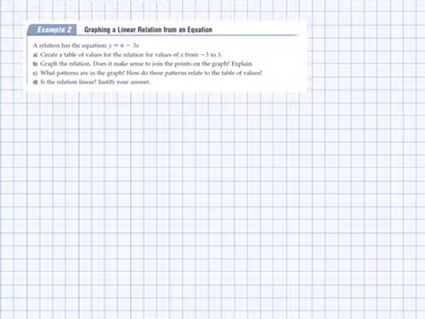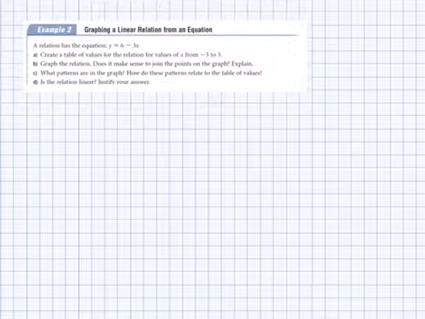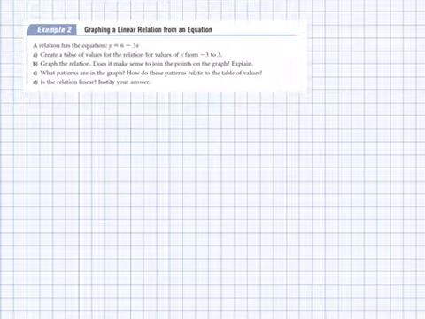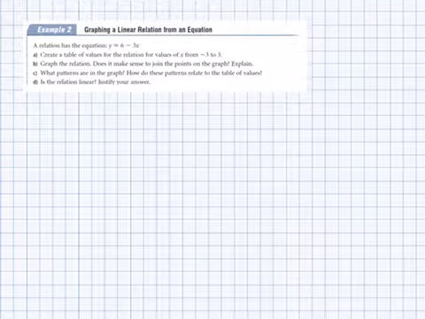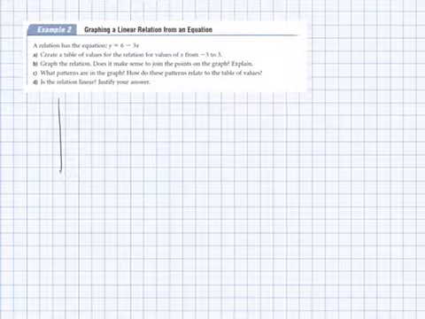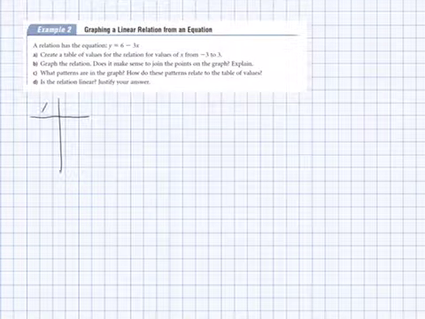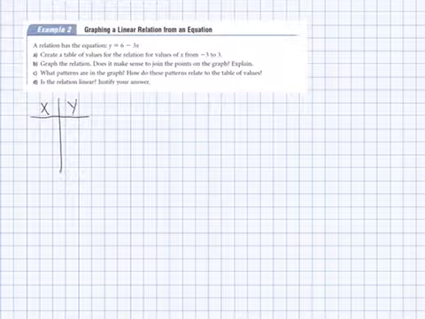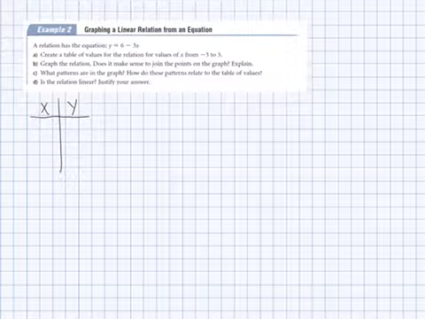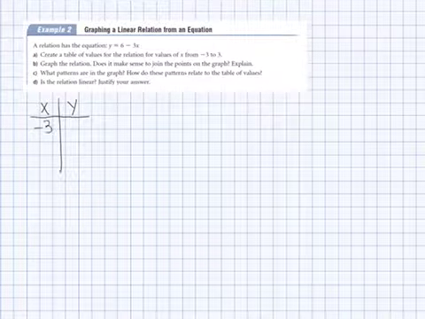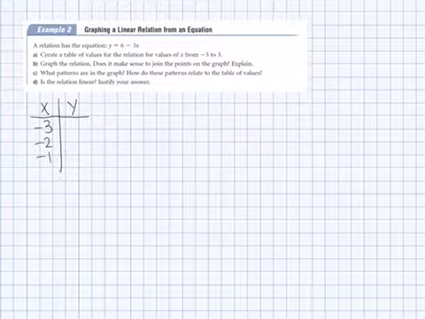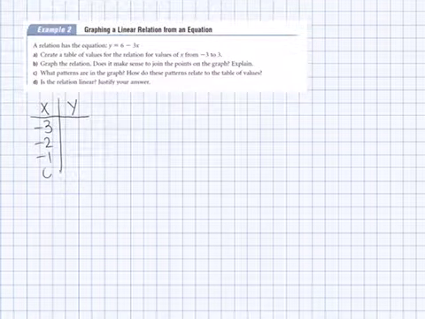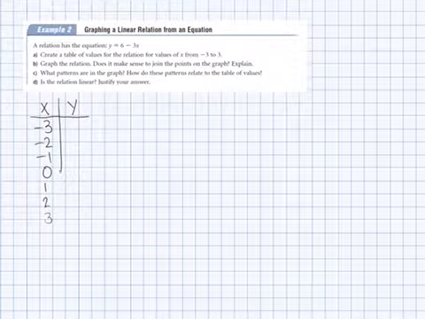The first thing we need to do is create a table of values for this relation, for the values of x from -3 to 3. That's really cool. Not all the time does it give us the values. Sometimes we just have to make up our own. So we want to make this table of values where on the left is always the x and on the right is always the y. It wants us to do x values from -3, so we do it in this order: -3, -2, -1, 0, 1, 2, 3.